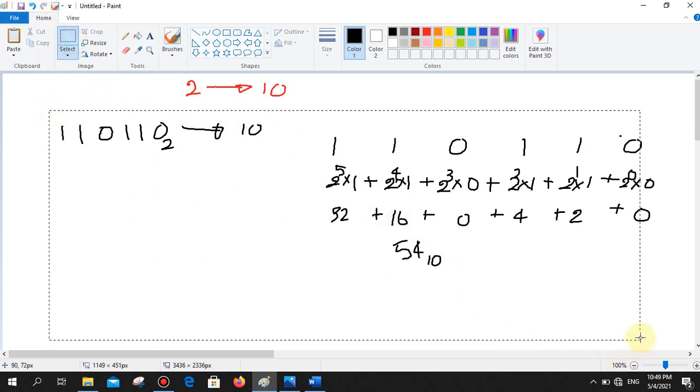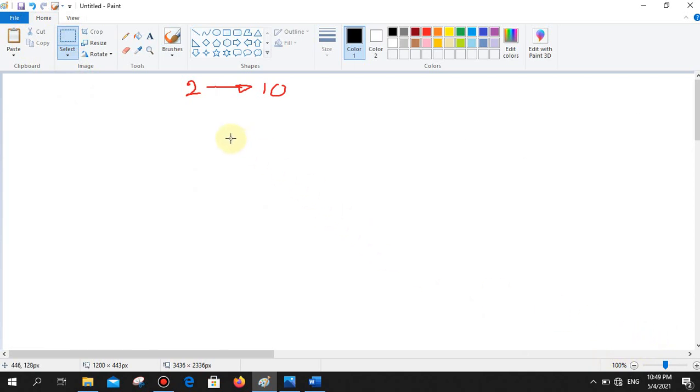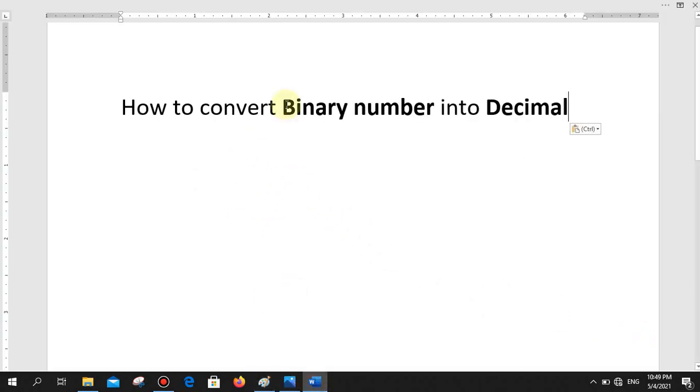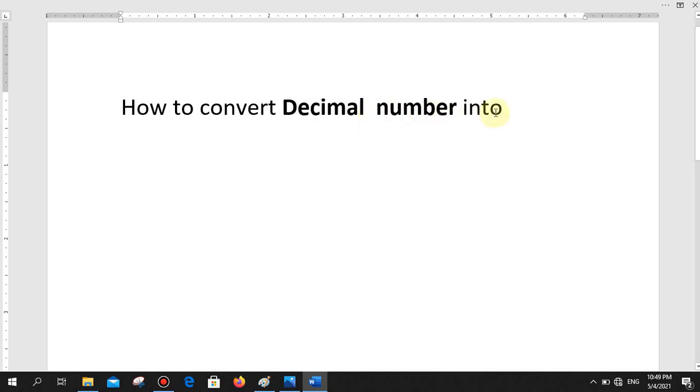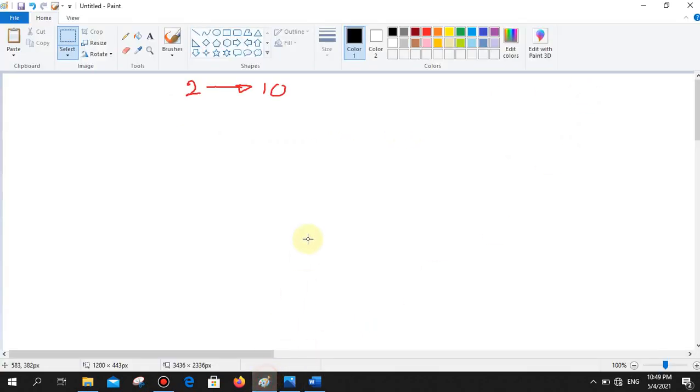Using a similar technique, we are going to learn about other number systems. Okay, next we are going to talk about how to convert decimal number system numbers into octal. Okay, write this topic, children, how to convert decimal number into octal. Right, we'll see how we can do the work.